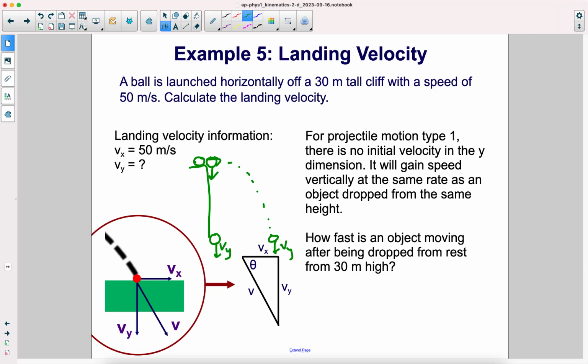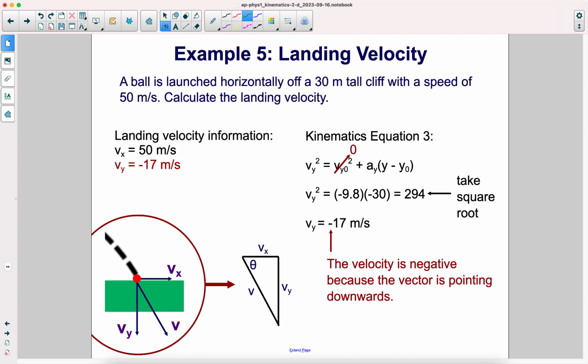So how can we calculate how fast an object is moving after being dropped from rest from 30 meters up? In the y dimension, we know that the initial velocity is 0. We know how far it falls, 30 meters. And we know acceleration is negative 9.8 since this is an object in free fall. So we can solve this for the final velocity in the y dimension, which is negative 17.